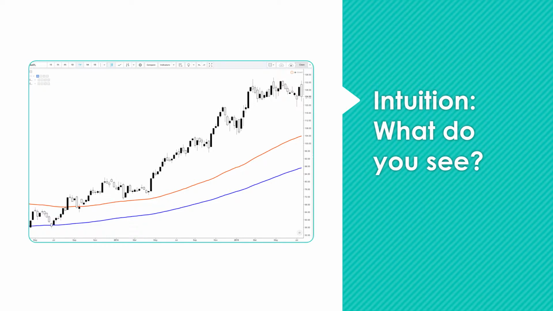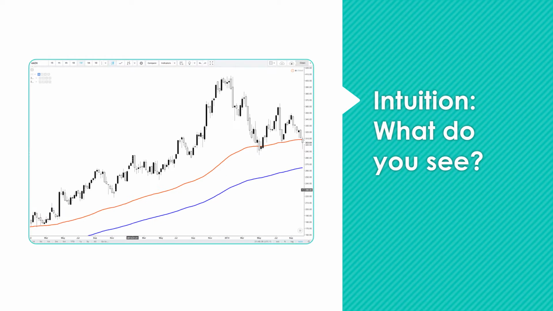So again, train your intuition. What do you see? And the answer is you see an uptrend. You can see that the red one is above the blue one. Those two lines, I'll explain what they are later on. But then you see the price, the candlestick chart, is clearly above these two lines.